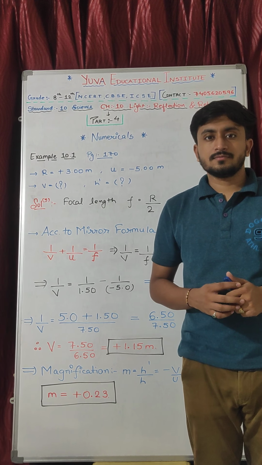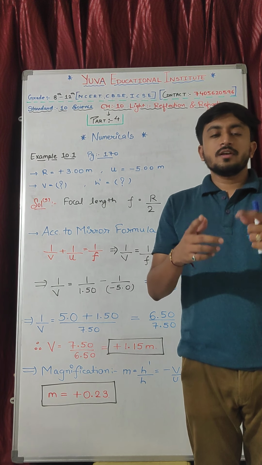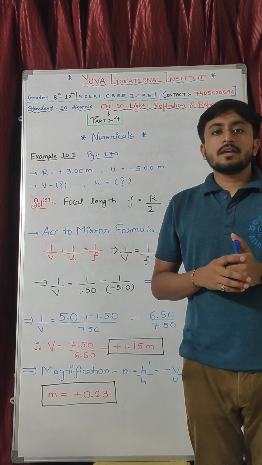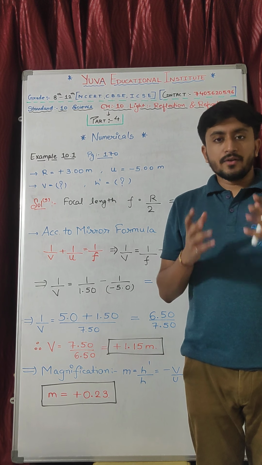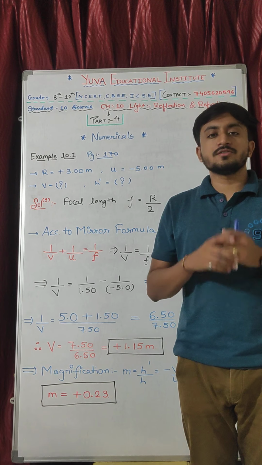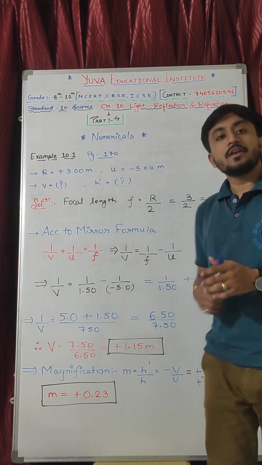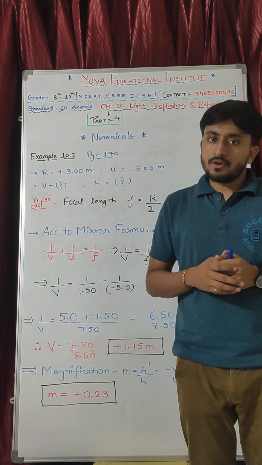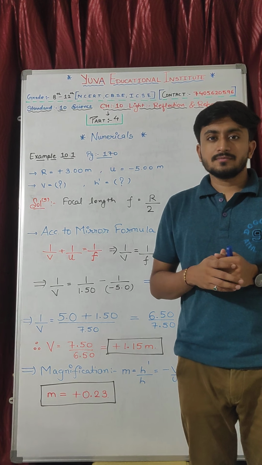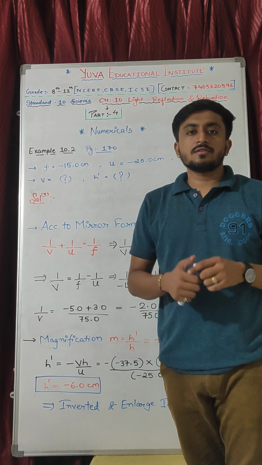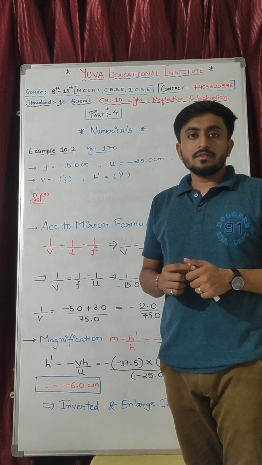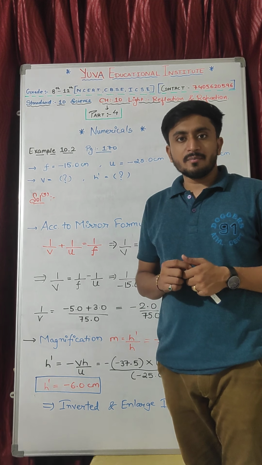So this is your example regarding 10.1. So finally students, in example 10.1, the image formed is virtual, erect and smaller in size by the magnification factor 0.23, right? So here we complete your 10.1 example. Okay students, now take another example. We have example 10.2 of your textbook, that is just below the 10.1 example, right?